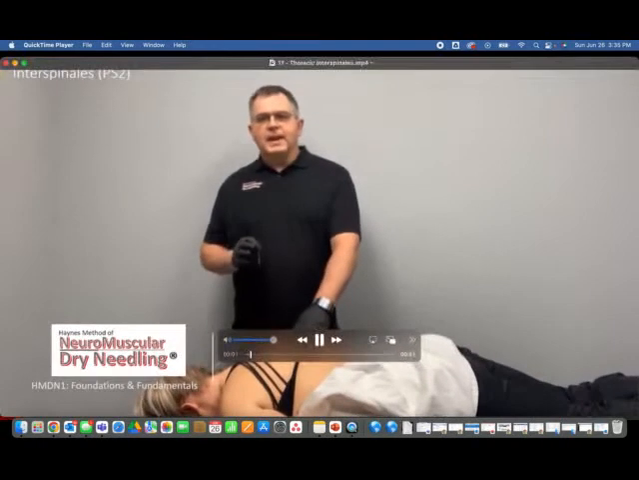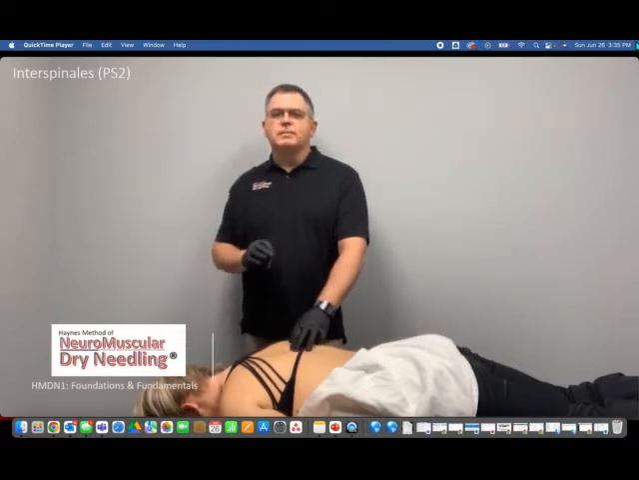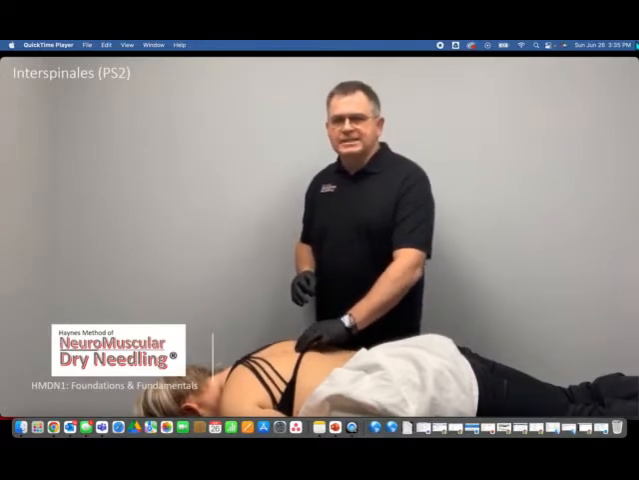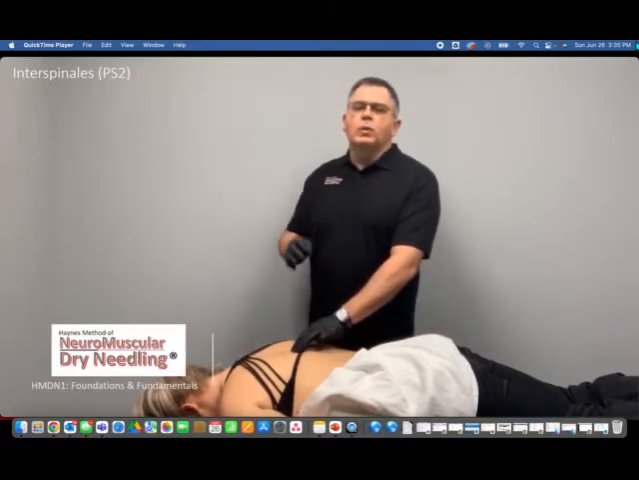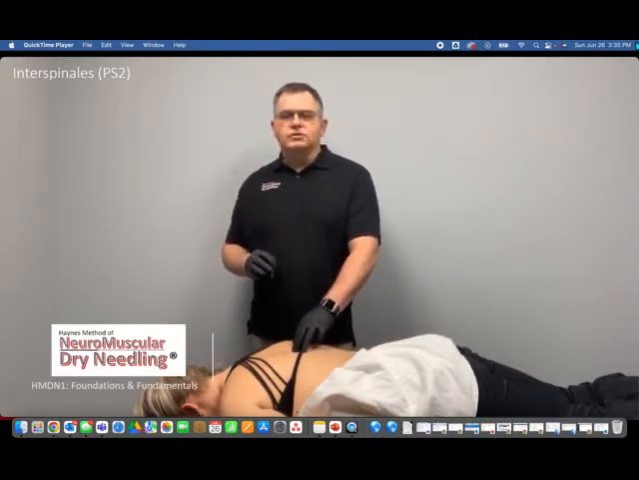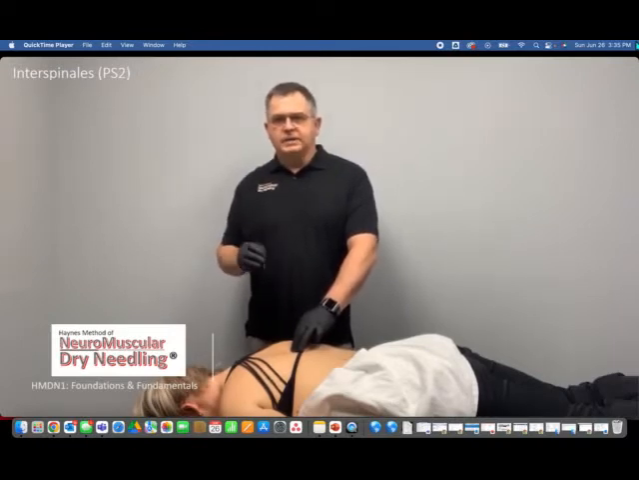For the interspinalis, position is going to be prone again. Needle length is less than 20 millimeters. There is no backdrop here. We're going to palpate to find the interspinous space between T7 and T8. When dealing with the spine, this will be the only time that you will have a superior needle angulation. Here it's going to be 15 to 20 degrees anterior, superior, perpendicular to the skin surface. Again, caution for the depth, less than 20 millimeters to avoid the spinal canal.